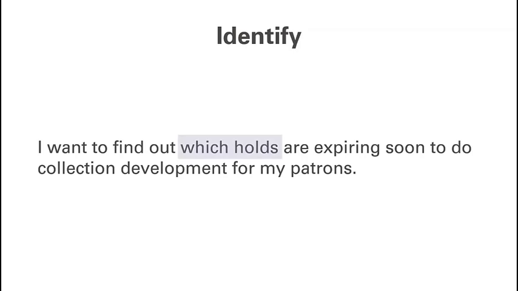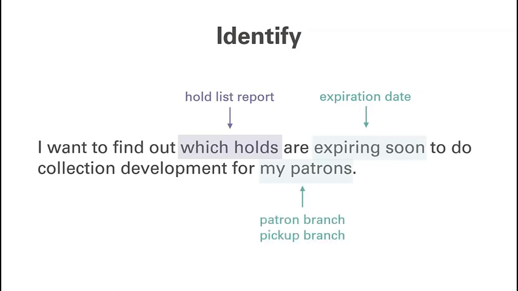So that's going to be a hold list report. Expiring soon, that is, we're going to be looking at expiration dates. And then for my patrons, we're going to be looking at the pickup location and patron branch. I could look at one, either, or both. Pickup branch means whoever is going to be picking up that hold at my library, so it may not just be my patrons. If I also limit to the patron branch, using Airdrie again as an example, Airdrie Public Library patrons picking up at Airdrie Public Library, that's what's going to come in this report.